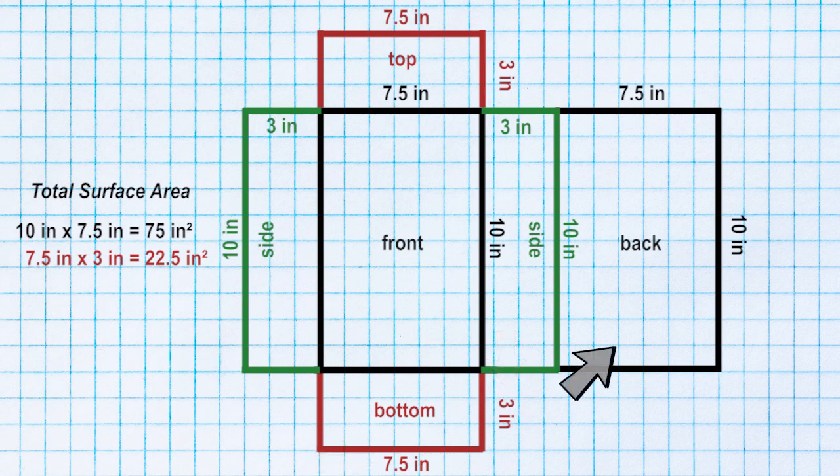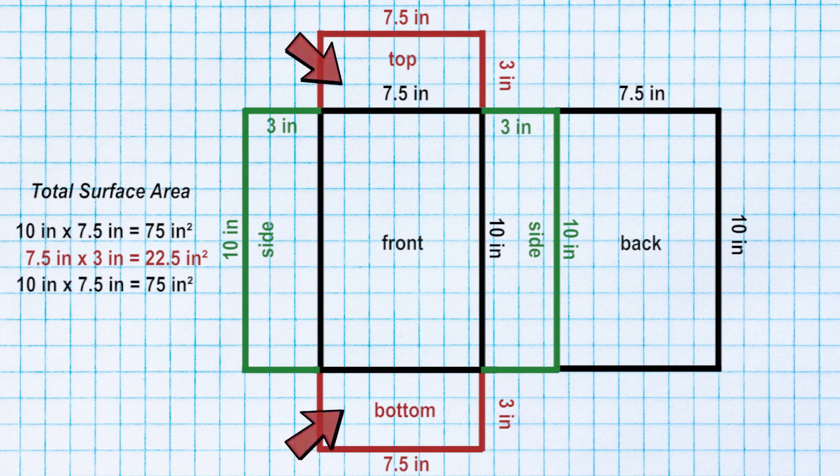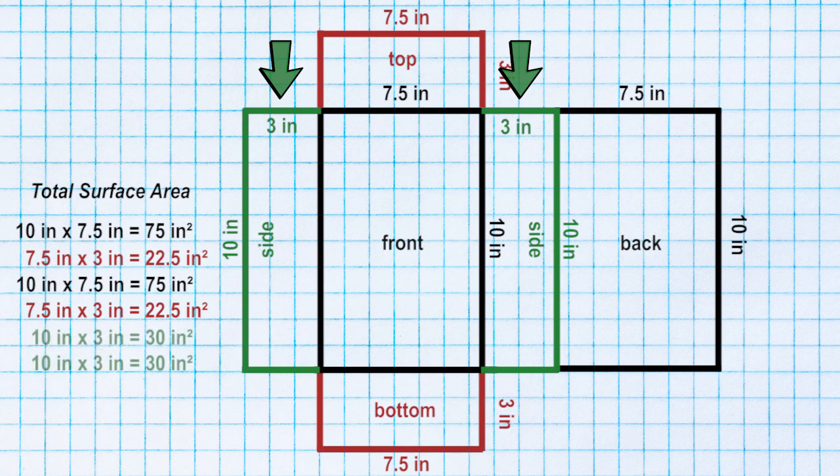The next face is the back, which has the same area as the front, which is 75 square inches, and the top has the same area as the bottom, which is 22 5/10 square inches. The last two faces are the sides, and they also have the same area of 10 times 3, which is 30 square inches. In order to find the total surface area, add all the areas together, equals 255 square inches.